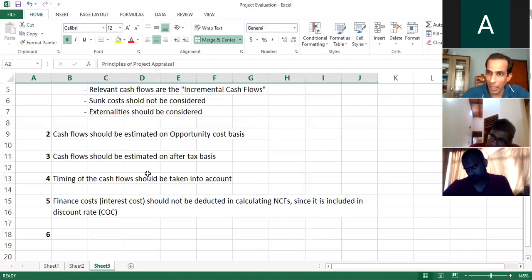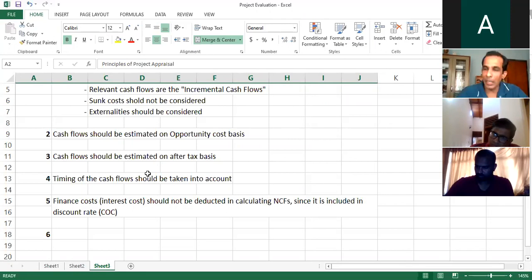The other method, we can use the current price. We don't adjust inflation. We consider this is the price of the product, and for the entire period of the project, we are going to use the same price, and we estimate the cash flows. Then what are the cash flows? These are real cash flows. Why? We have not included inflation to the cash flows. Then the cash flows are real.